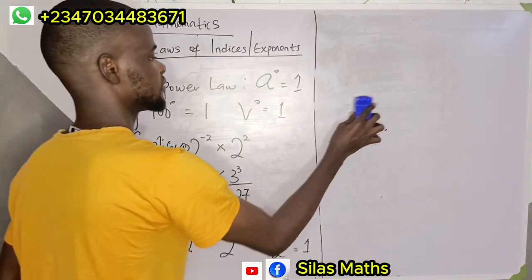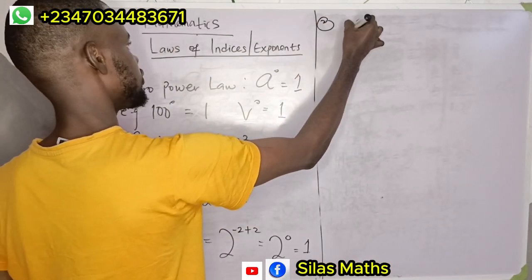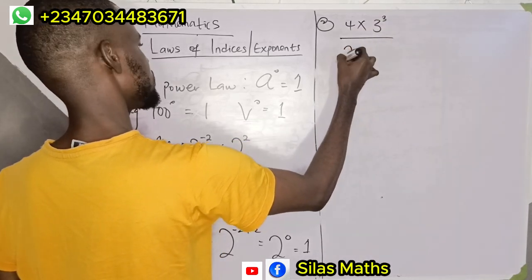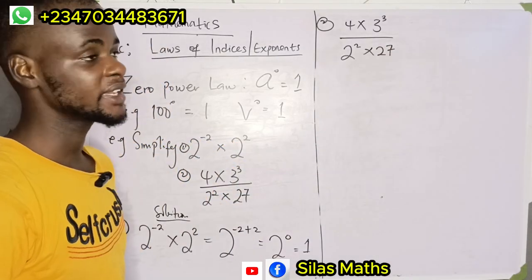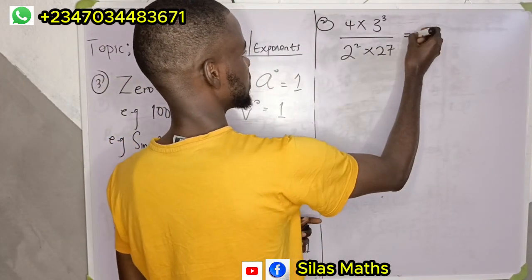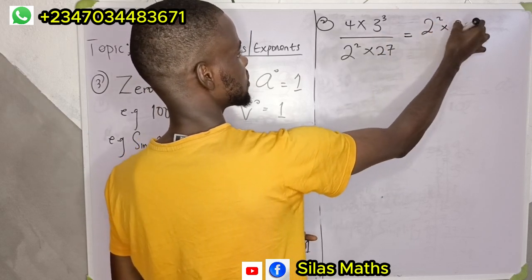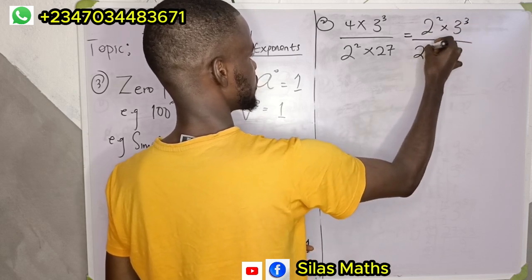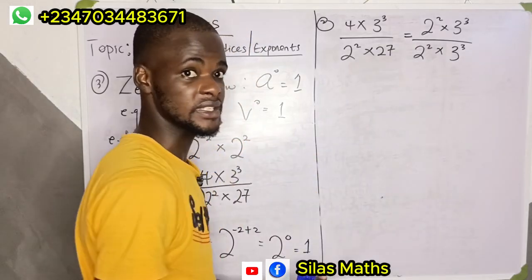Over to the next one. We have this problem. Number 2, 4 times 3 raised to the power 3 over 2 raised to the power 2 times 27. In simplifying this further, we express this in index form, and that will give us 2 to the power of 2, that is 4, times 3 to the power of 3, over 2 to the power of 2 times 3 to the power of 3. 27 is 3 raised to the power 3.